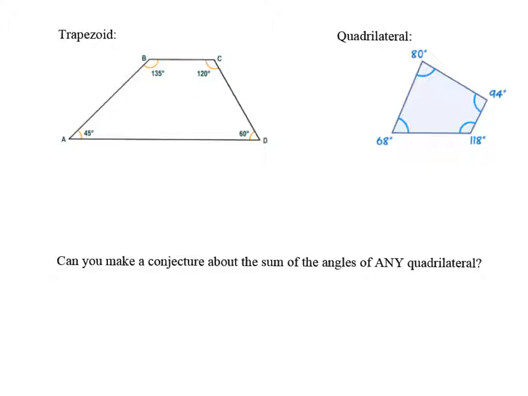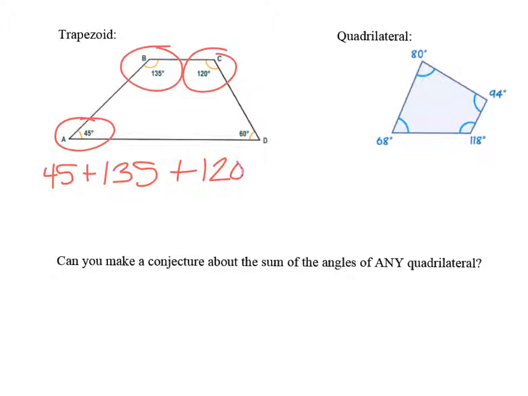What happens when you have a quadrilateral that's not a square or a rectangle and therefore doesn't have 4 right angles? Okay. The trapezoid that we have on the left, we have an angle of 45 degrees plus an obtuse angle of 135 plus 120 plus 60. Again, I can use my calculator, add up 45 plus 135 plus 120 plus 60, and that gives me 360 degrees again. Perhaps it's just a coincidence.